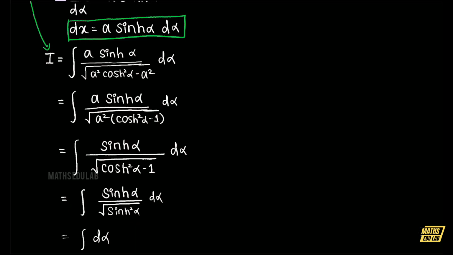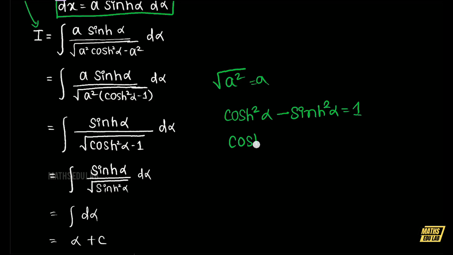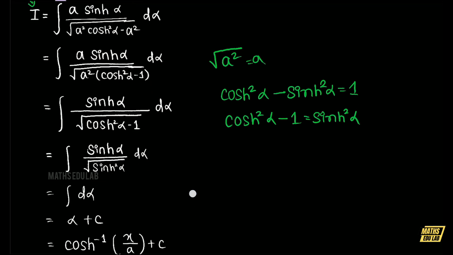Then again the same procedure: take a square as common and then we can cancel out, that means a square is equal to a only. And again I have used the formula cos hyperbolic square alpha minus sin hyperbolic square alpha is equal to 1. Here it is given cos hyperbolic square alpha minus 1, where the 1 will come this side, which is equal to sin hyperbolic square alpha.